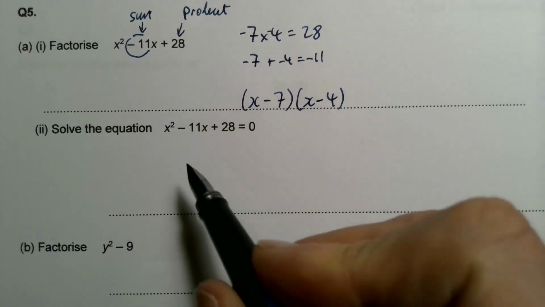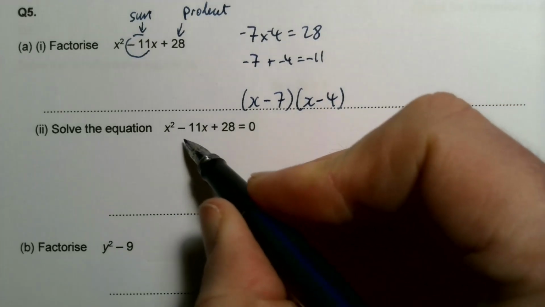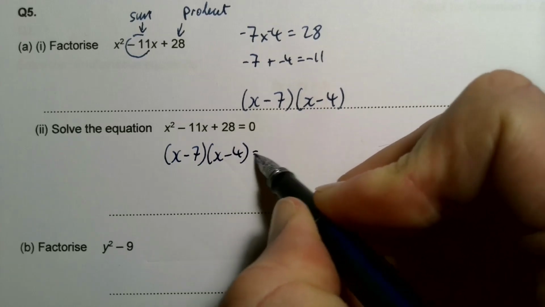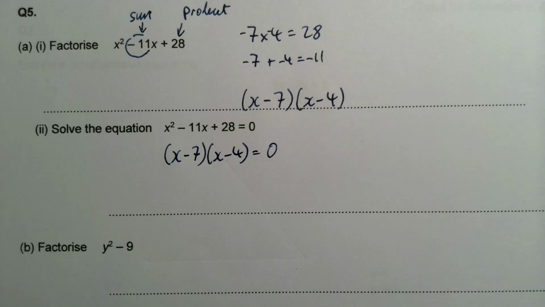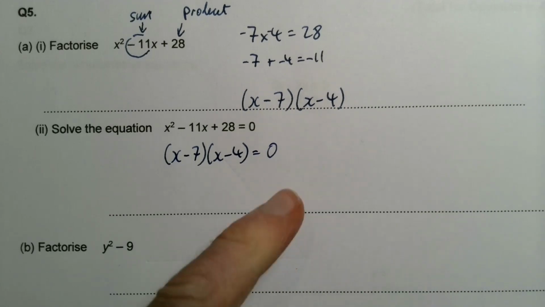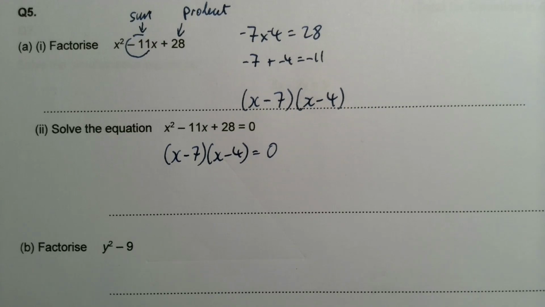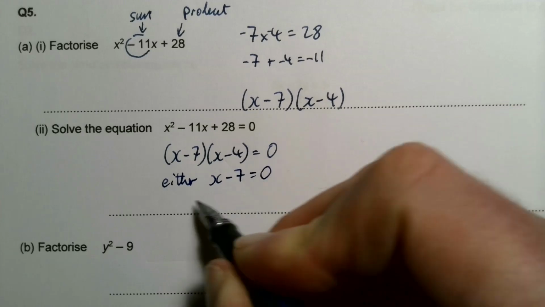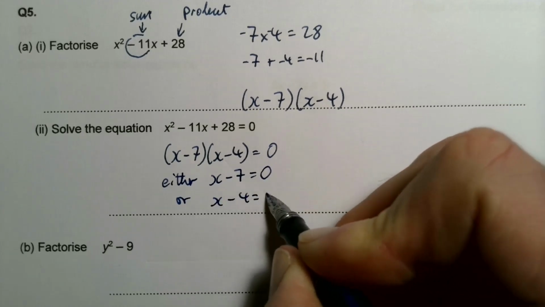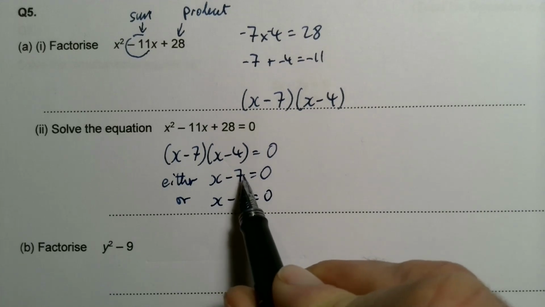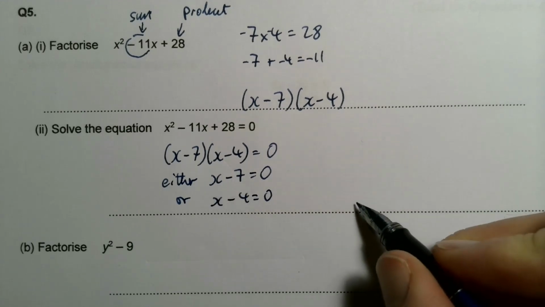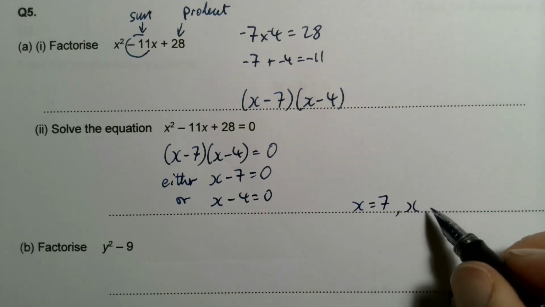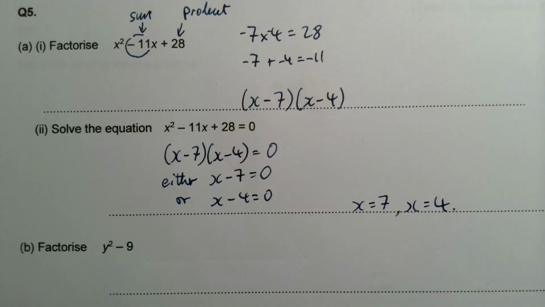Now we can use that to solve this equation here, and all we need to do is, if we factorize that side, that means x take 7 times x take 4 is equal to 0. And then we use the fact that if you multiply two numbers together and you get a product of 0, one of those numbers must be 0. So either x take 7 equals 0 or x take 4 equals 0. Well, if x take 7 is 0, x must be 7, because 7 take 7 is 0. And if x take 4 equals 0, x equals 4. So we get two solutions, 7 and 4.